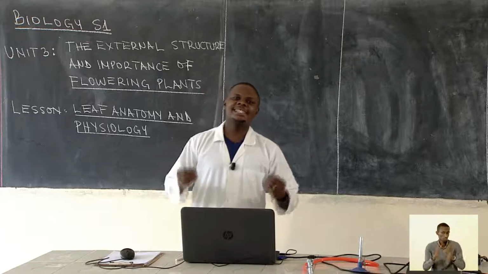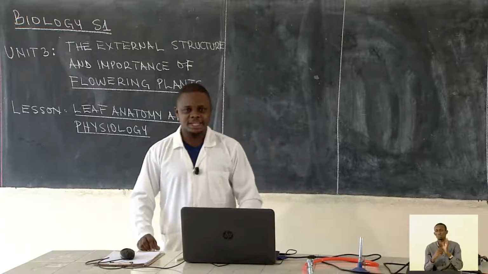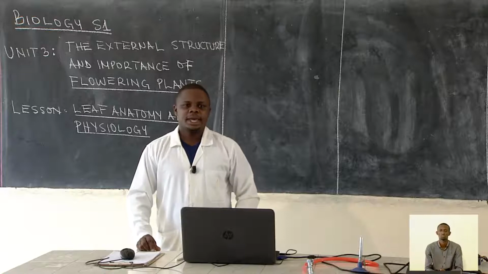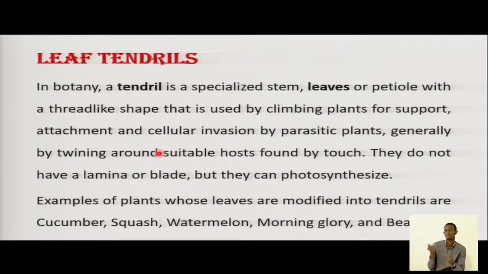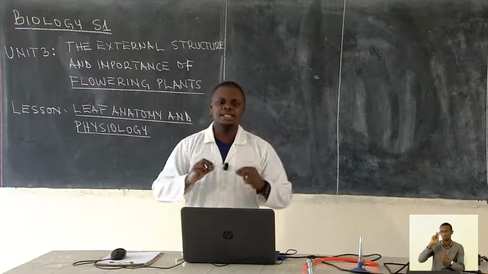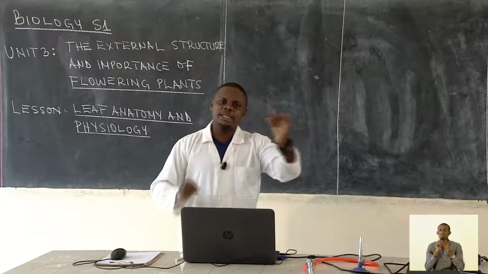Students, let us see some examples of modified leaves. Here we have leaf tendrils. In botany, a tendril is a specialized stem or leaf or petiole which is a thread-like shape that is used by climbing plants for support, attachment, or cell invasion by parasitic plants. That means tendrils are thread-like structures which are used by plants for attachment.